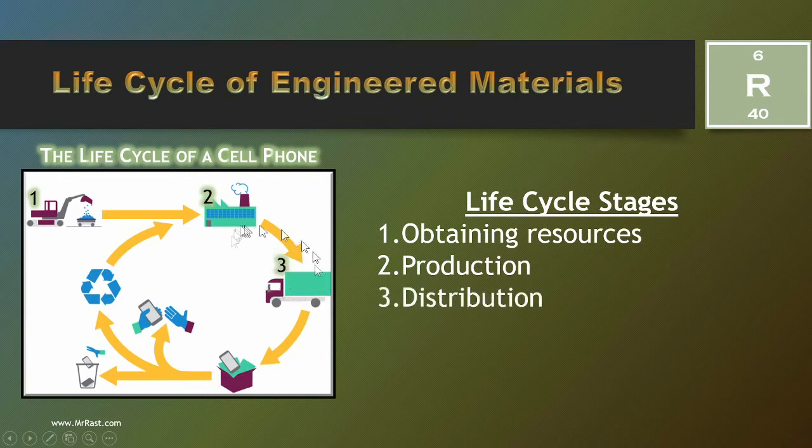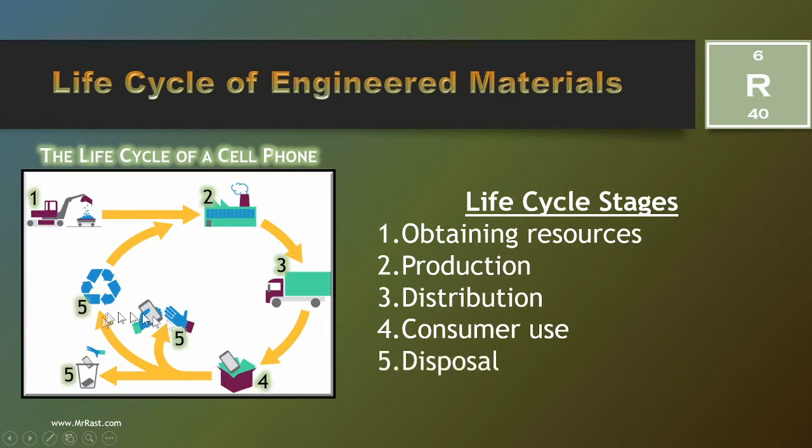Next is distribution. Now we have to deliver the phones all around the world to the consumers that want the phones. The consumer gets it, and we use our phones for the life of the phone, and then eventually we decide we don't want the phone anymore, which finally leads to disposal. At that point, you might sell your phone or trade it, or give it to somebody else. You might recycle the phone, where it's allowed to go back into production, or you might just dispose of the phone and get rid of it altogether. So this is the life cycle of a phone example, but we can have life cycles for anything. Obviously all materials, all products.